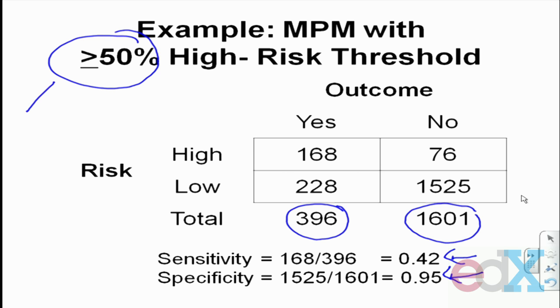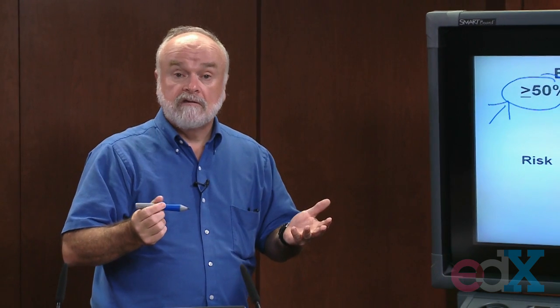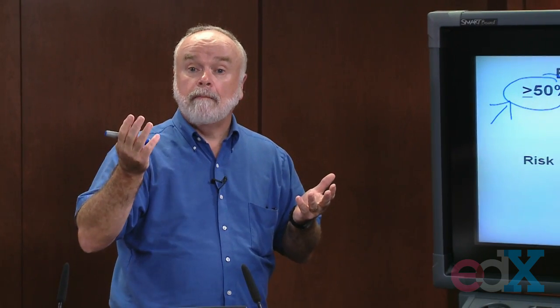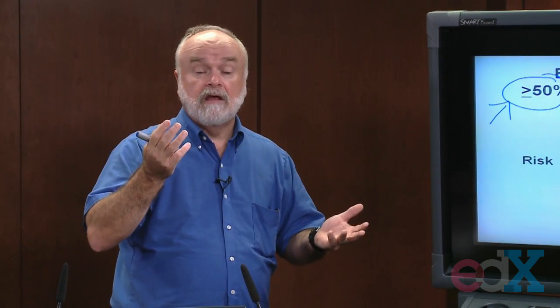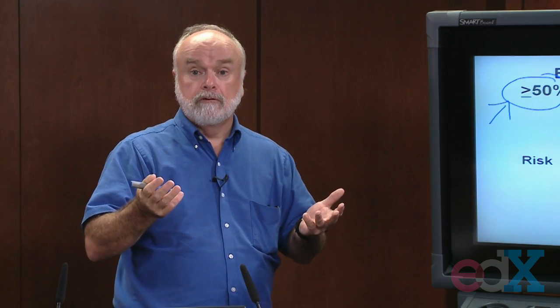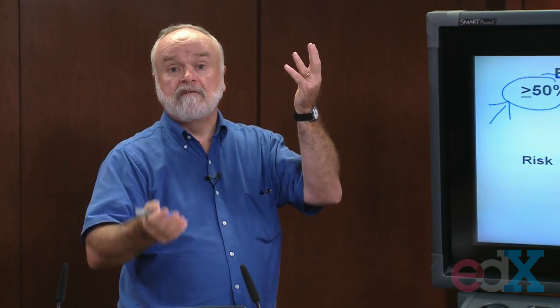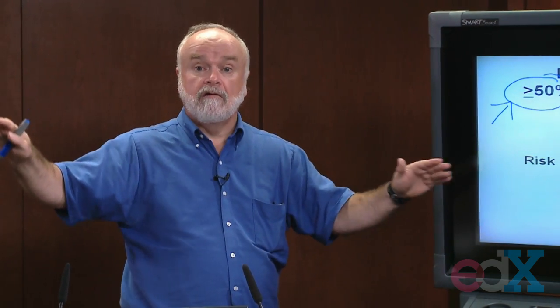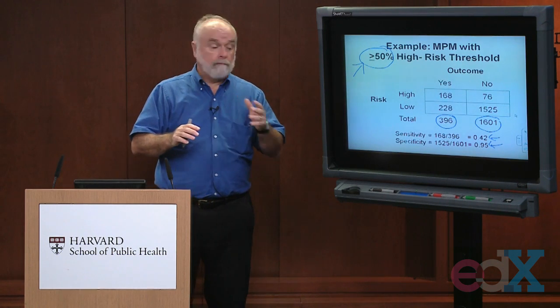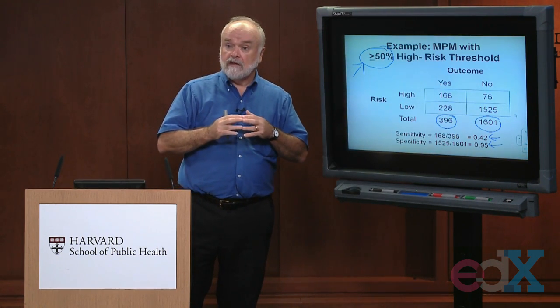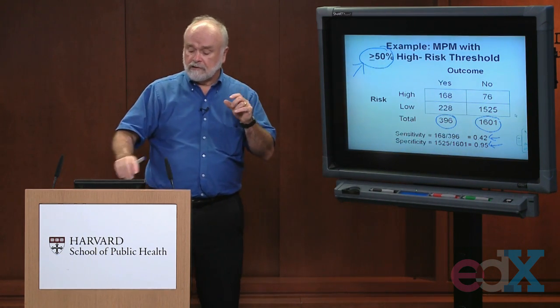If I change the 50% threshold to be some other value like 60%, my sensitivity is going to go down, my specificity is going to go up. If I change it from 50% to 40%, the opposite will be true. My sensitivity will go up, my specificity will go down. It's a seesaw effect. Every threshold I pick, I'll get a value for sensitivity and specificity for that threshold.